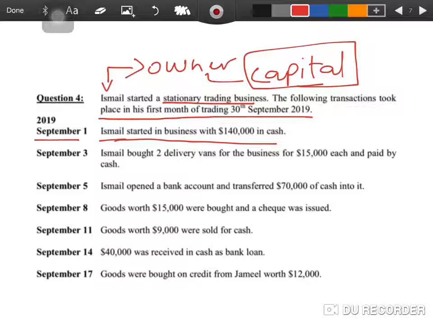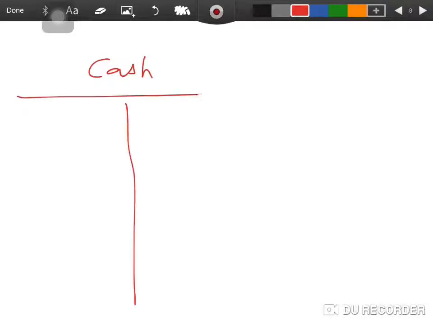And what did Smile invest in the business? He invested cash. So that means the second T account being involved in this case is going to be cash. So we are going to have to prepare two T accounts. One is cash and the other is capital. So let's do that. Let's prepare a T account for cash, and let's prepare a T account for capital.